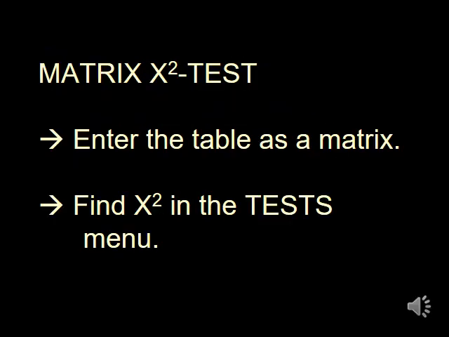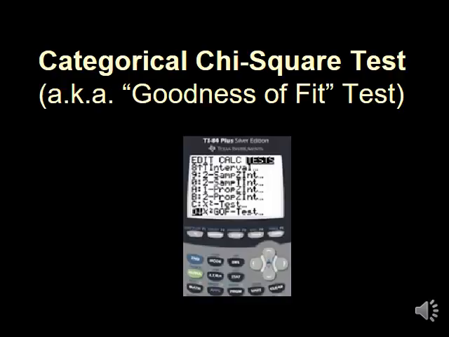And again, your basic steps on a matrix chi-square test: you've first of all got to enter your table in matrix mode in your calculator. And then once you've got it in there, you go to chi-square in the test menu and find the p-value. That's the basic idea for doing a matrix chi-square test.